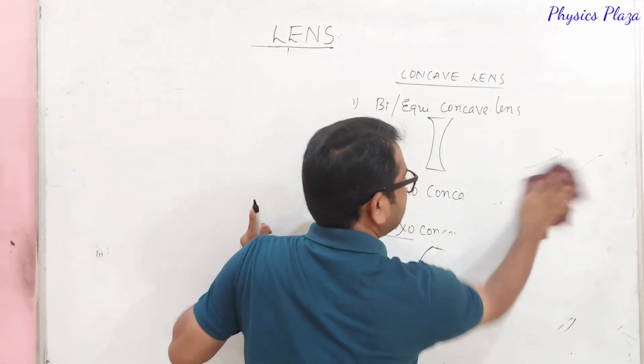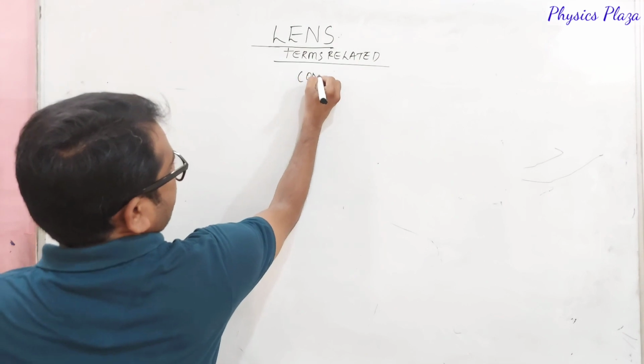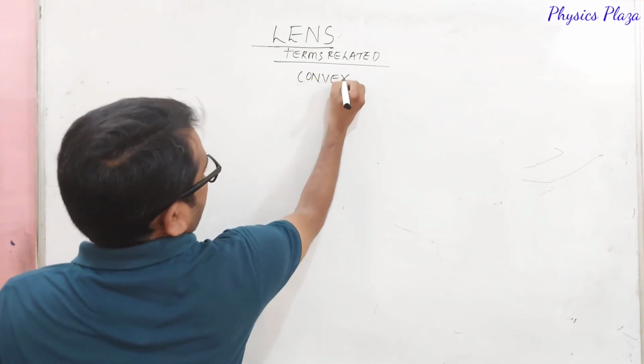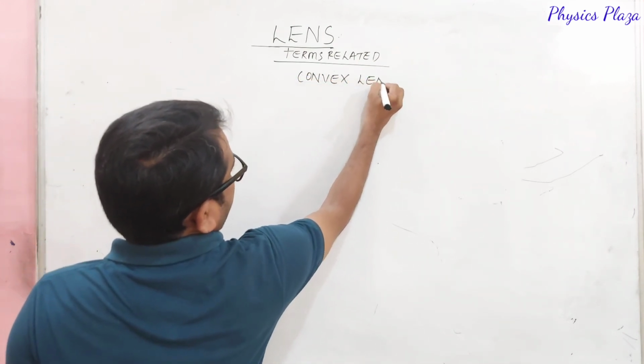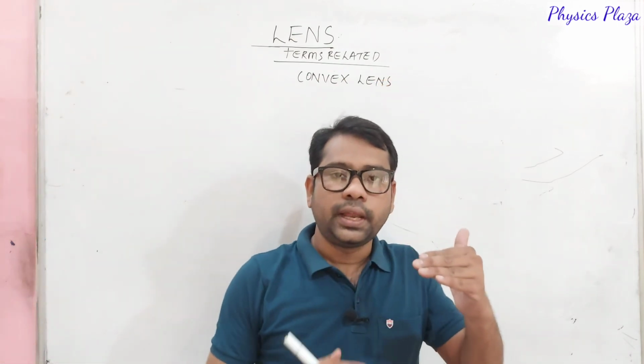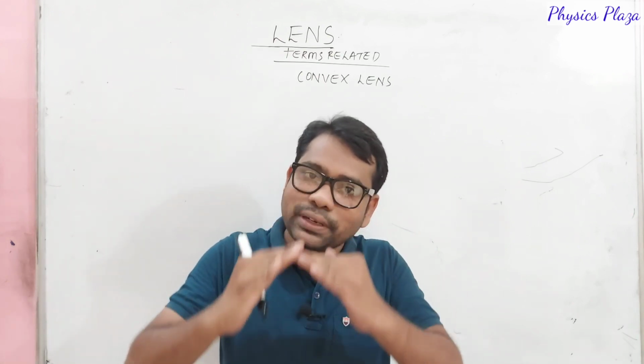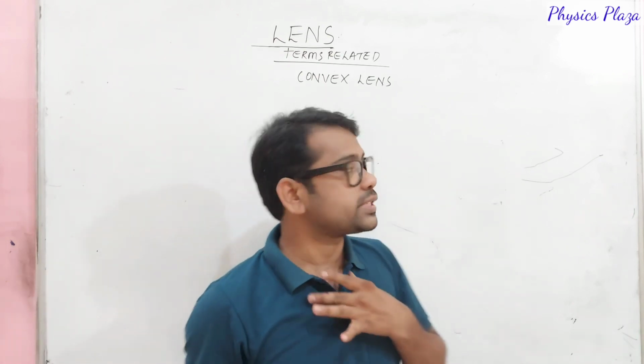Now we will discuss the terms related. First let us take here a convex lens. First we will discuss the terms related to the convex lens and its nature. Then we will discuss the terms related to the concave lens and its nature. So in that sequence we will discuss.